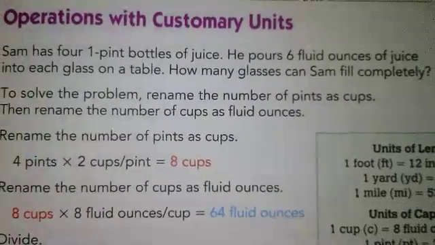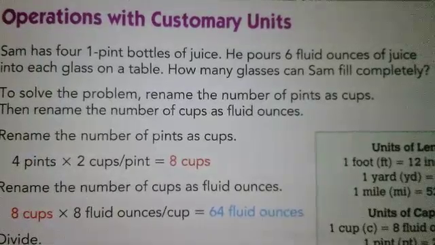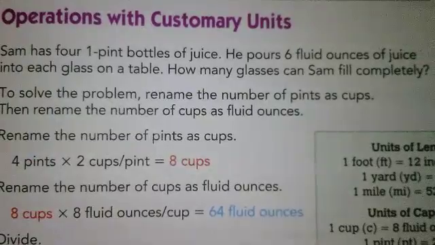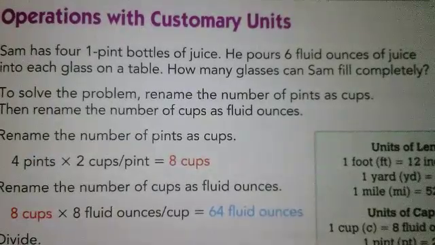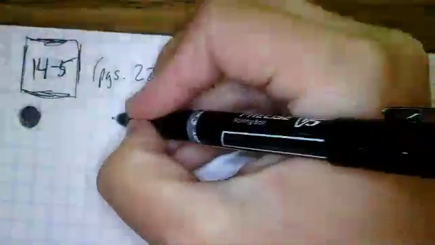To begin with, it says Sam has 4 1-pint bottles of juice. He pours 6 fluid ounces of juice into each glass on a table. How many glasses can Sam fill completely? So we can draw a picture to help us a little bit. We have 4 1-pint bottles of juice. So I'm going to draw.